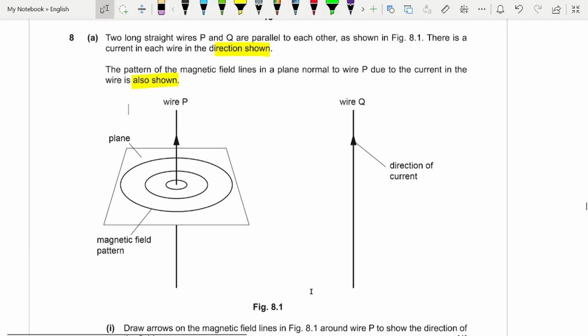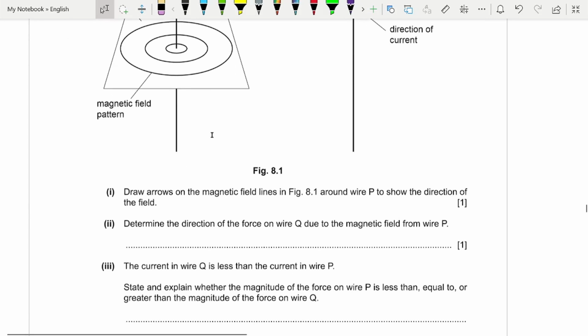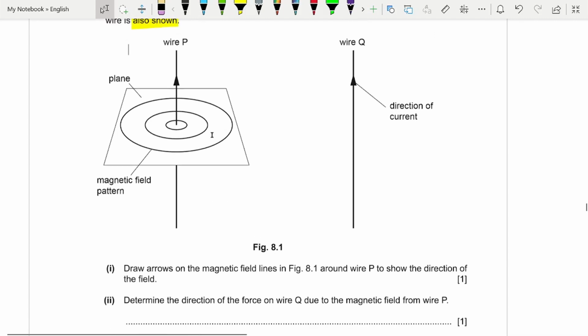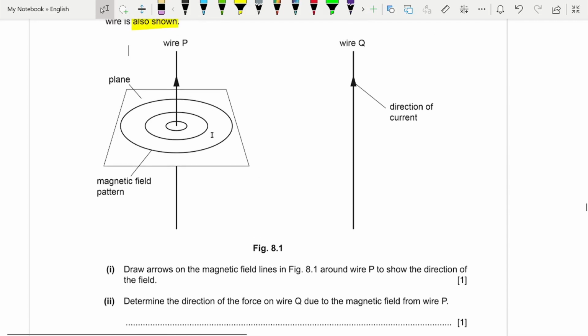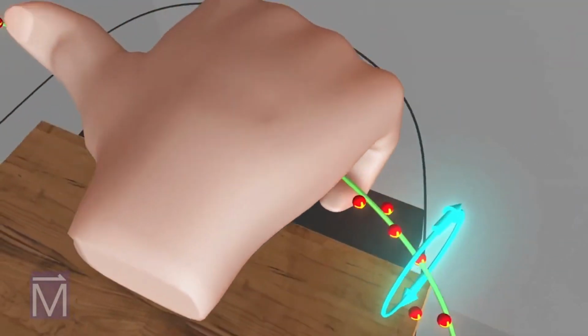So we have wire P, and we have a plane, and we have a magnetic field pattern that is produced. What we want to do is draw arrows on the magnetic field lines around wire P to show the direction of the field. So we're going to use our hands. We have Fleming's left-hand rule, Fleming's right-hand rule, the right-hand grip rule. How do you know which one to use? Just figure out in what scenario you're going to use what hand.